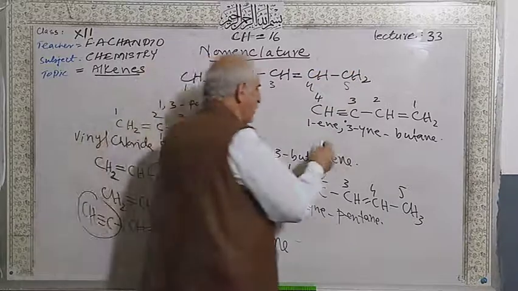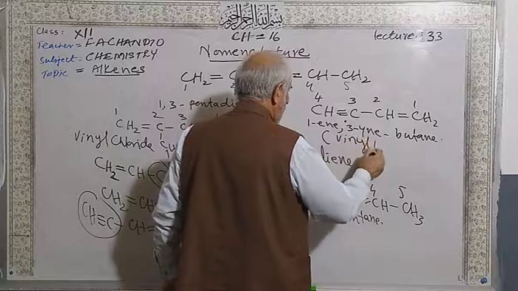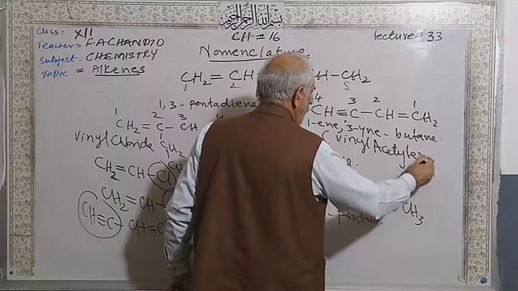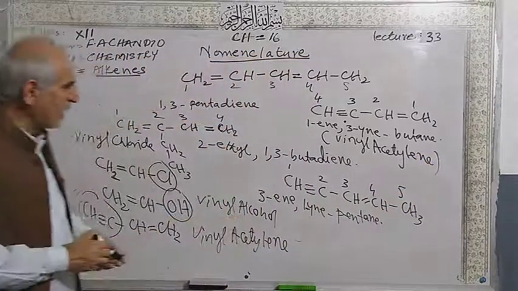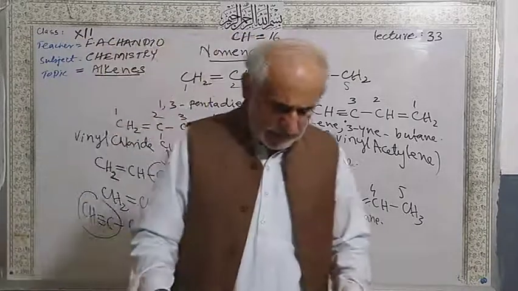So the second name of this compound is vinyl acetylene. Vinyl acetylene. So these are the names for the alkenes and alkynes.